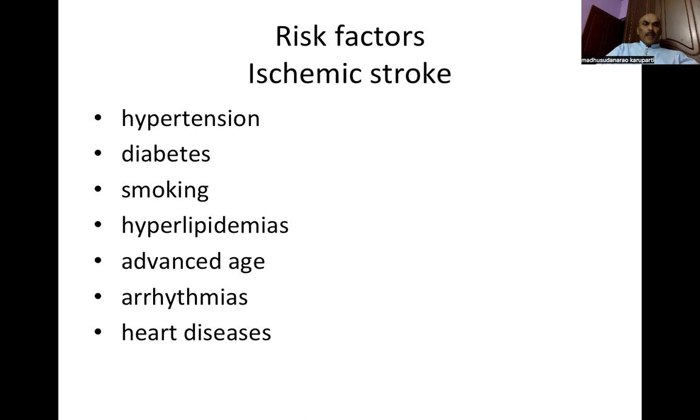Diabetes, again, is a risk factor for vasculopathy, thereby causing stroke. And patients with diabetes are more liable for stroke. Smoking is another risk factor. Hyperlipidemias, advanced age, arrhythmias, and heart diseases. These are some of the risk factors for ischemic stroke. There could be some overlap between the risk factors for ischemic stroke as well as hemorrhagic stroke.